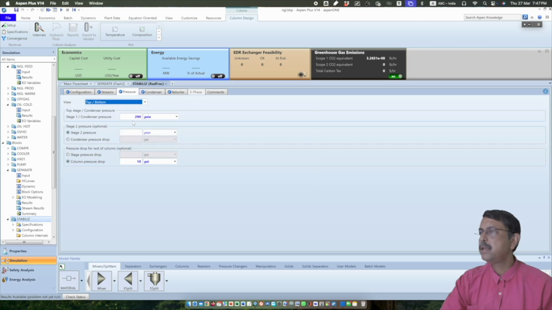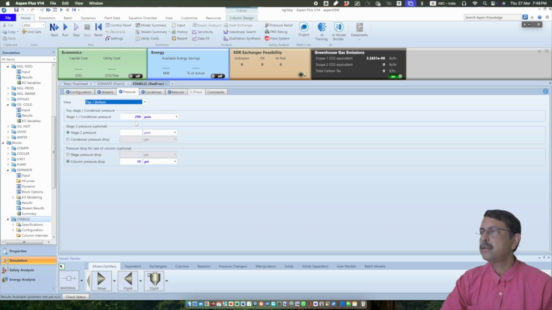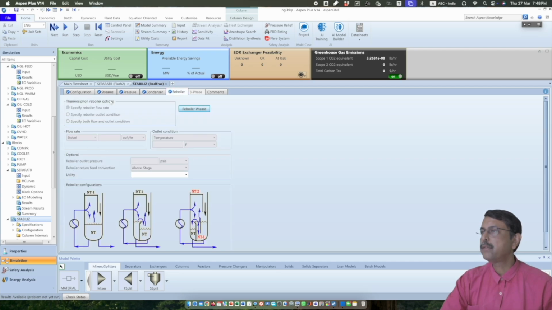The pressure is at 290 psia, and it was entering at 300 psia. Okay, there is a pressure drop over here in the heat exchanger, from 300 to 295, so a reduction of pressure by 5 psi. Anyway, 295, and here it is saying 290. So the condenser pressure is 290, whereas the column pressure drop is 10 psi. And there is no specification on condenser and reboiler.